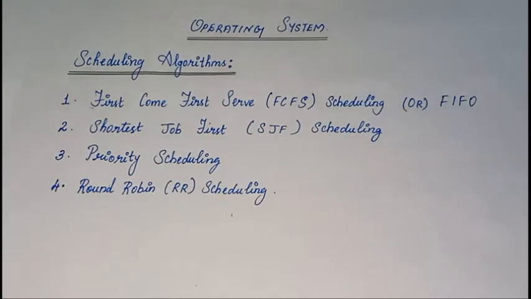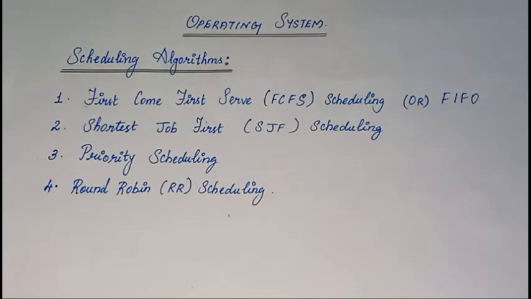Coming to the different scheduling algorithms, the first one is first come first serve, which is called FCFS scheduling, or FIFO, first in first out. The role of this scheduling algorithm is that the process that comes first has to be executed first. And talking about the second one, shortest job first scheduling. From the name you can easily understand that the process which has the shortest time will execute first.